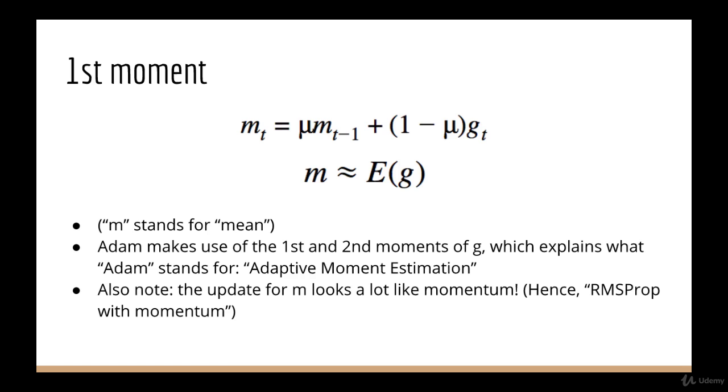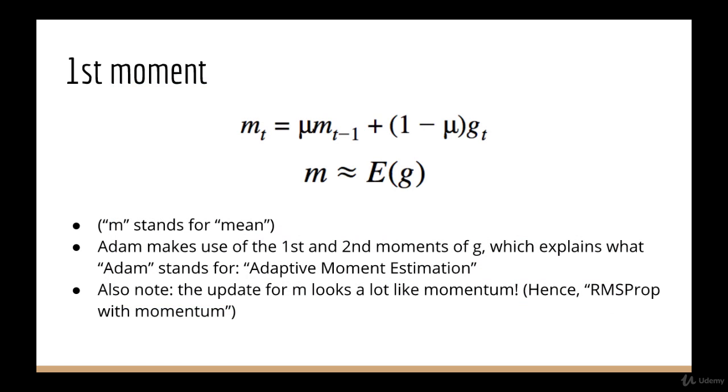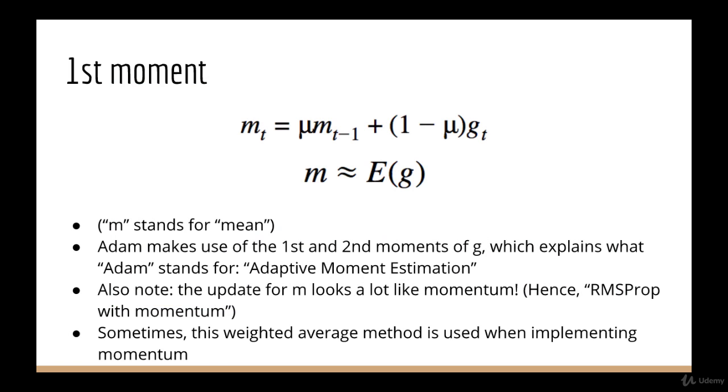Notice how this looks a lot like momentum, which we discussed earlier. Usually momentum is just implemented by adding a momentum parameter to the velocity, rather than doing this weighted average, but the weighted average method is sometimes used as well. This is why people sometimes say Adam is like RMSprop with momentum.